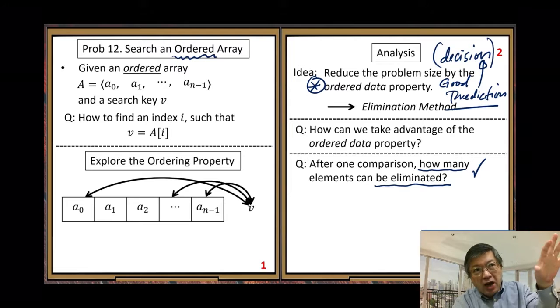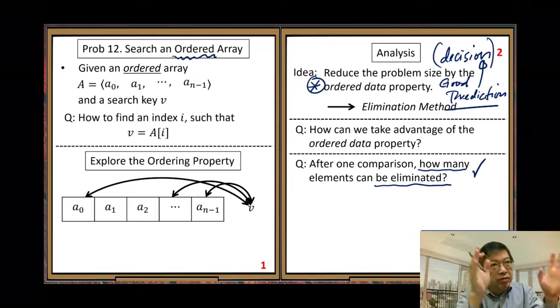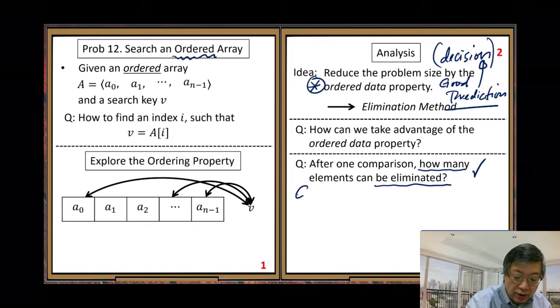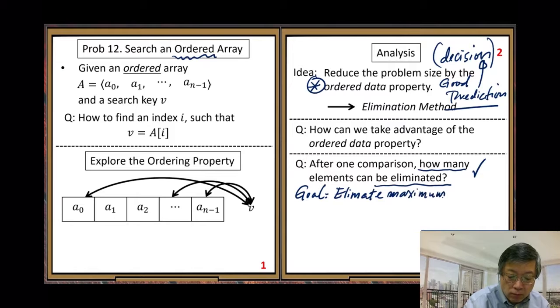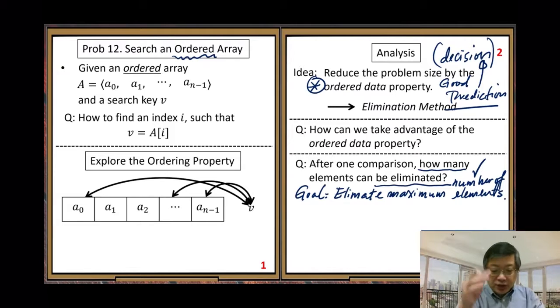Here we want to see how many elements can be eliminated after one comparison. Our goal: eliminate the maximum number of elements. That is our current goal. With this goal, let us look at the first experiment.